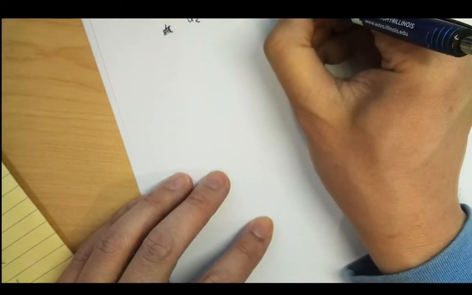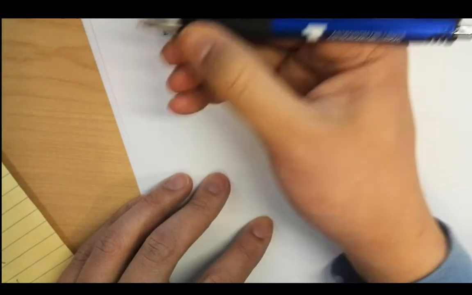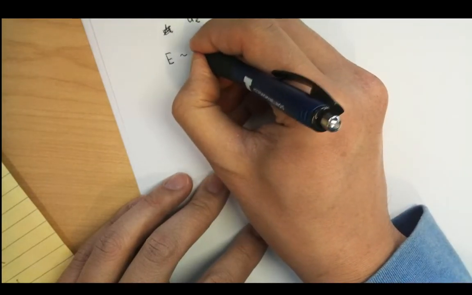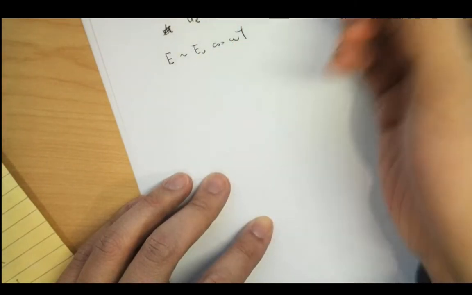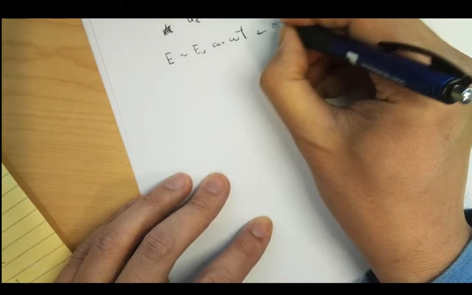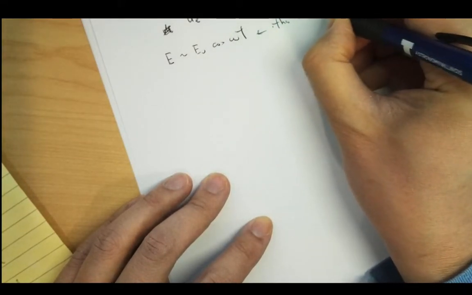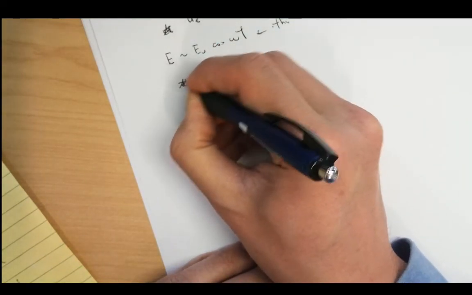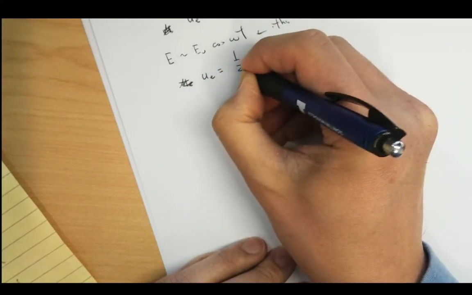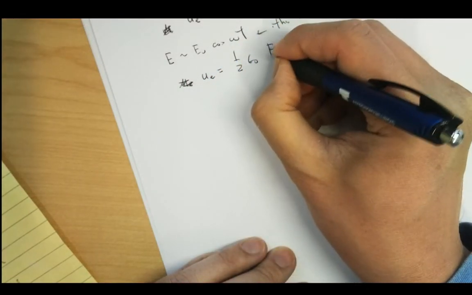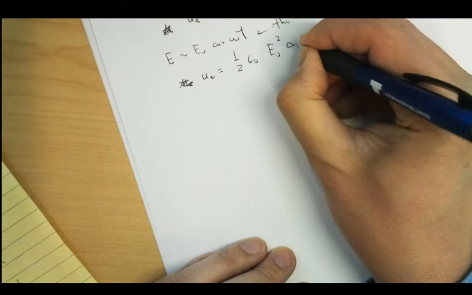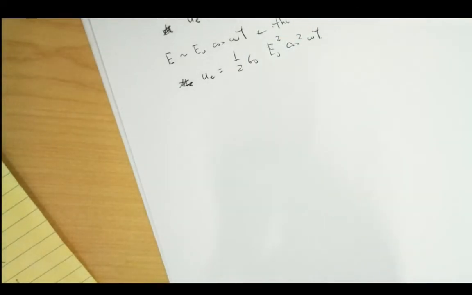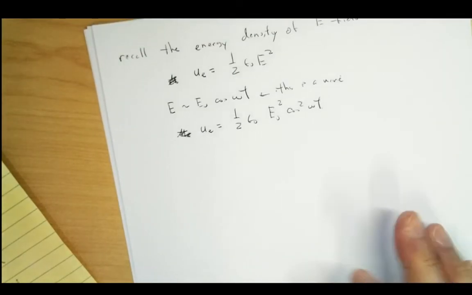I want to say this, okay? Basically E, other than the sine theta here, goes like E0 cosine omega t, right? Because basically this is a wave. And so what you have is UE equal to 1/2 epsilon 0 E0 squared cosine squared omega t. You have a term that looks like that, okay?